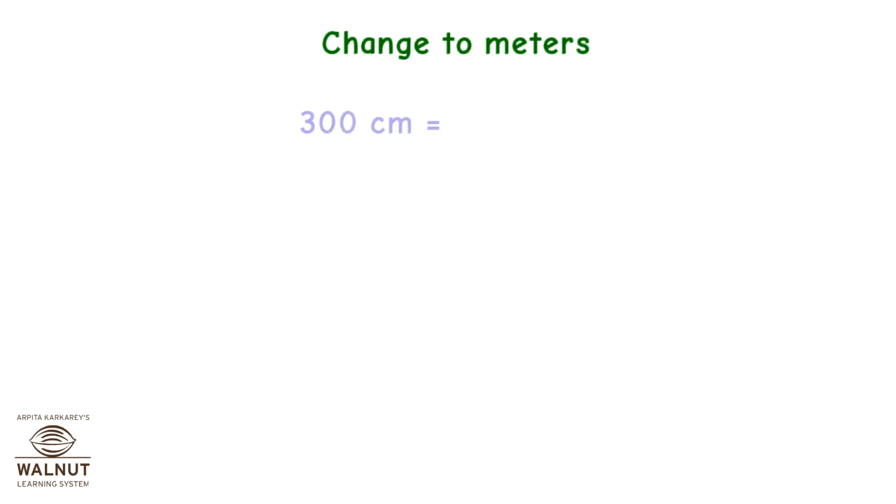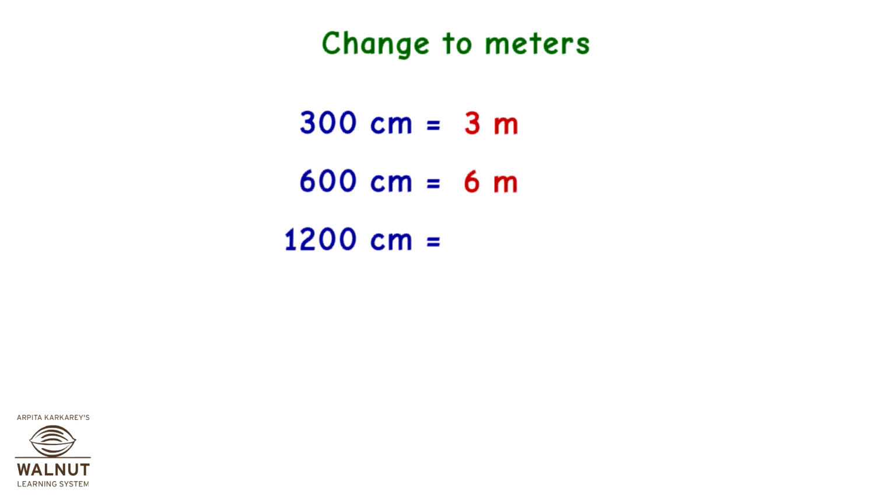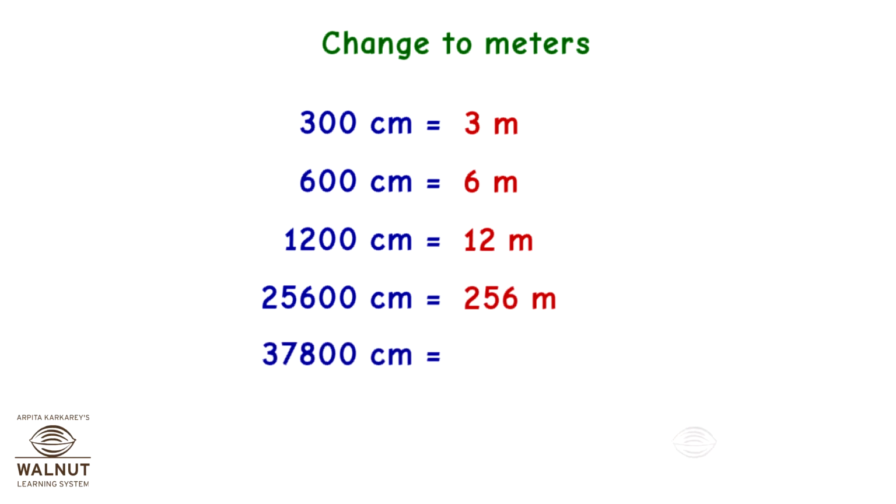Change to meters. 300 cm is equal to 3 m. 600 cm is equal to 6 m. 1200 cm is equal to 12 m. 25,600 cm is equal to 256 m. 37,800 cm is equal to 378 m.